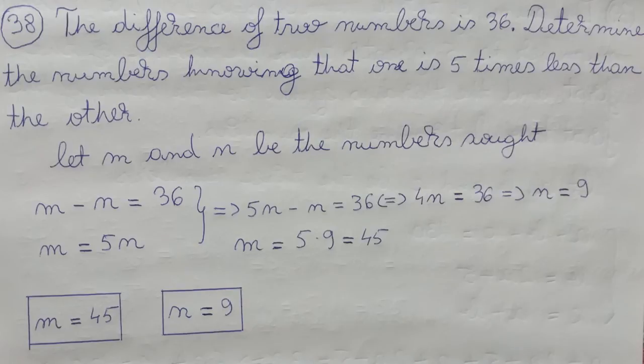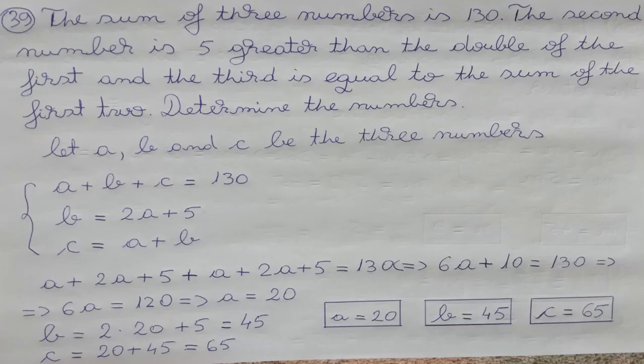We substitute the second equation in the first equation and obtain 5n minus n equals 36, so 4n is 36, so n is equal to 9. m is 5 times 9, which is 45.